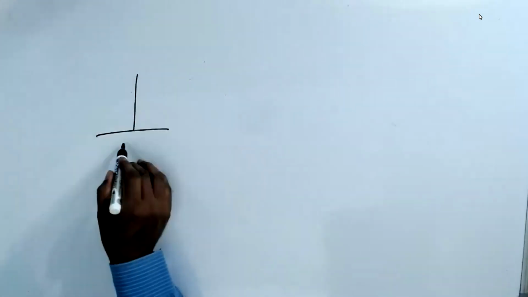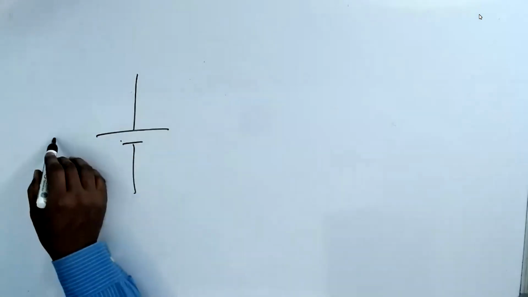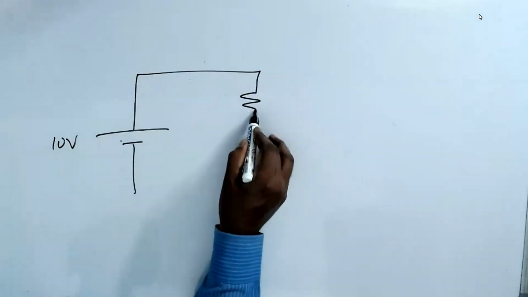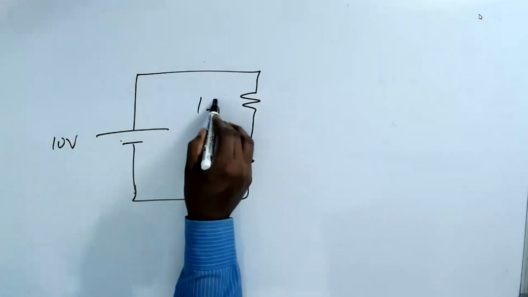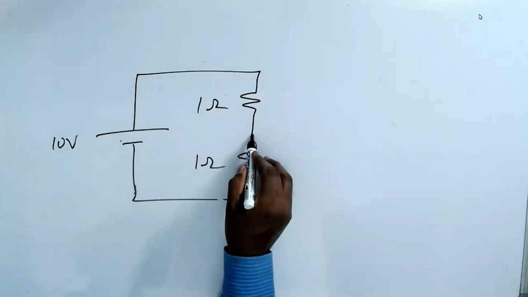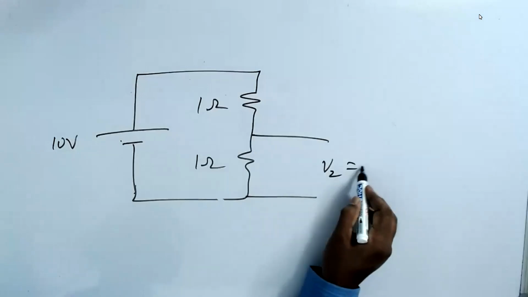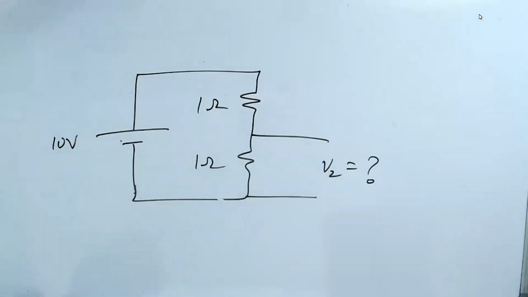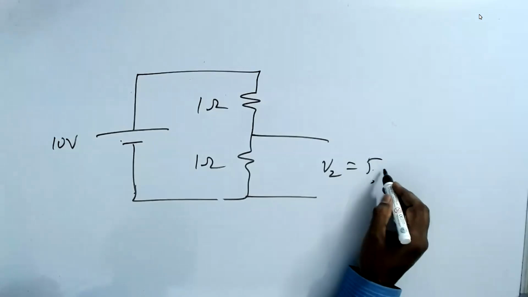If I start a thing like this, if I say that 10 volt, 1 ohm, what is the voltage here? What is the voltage here? 5, sir. 5, same, very simple, 5 volt.